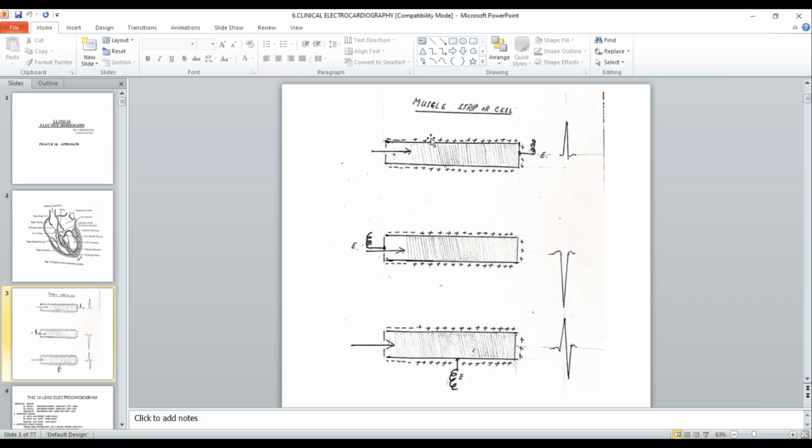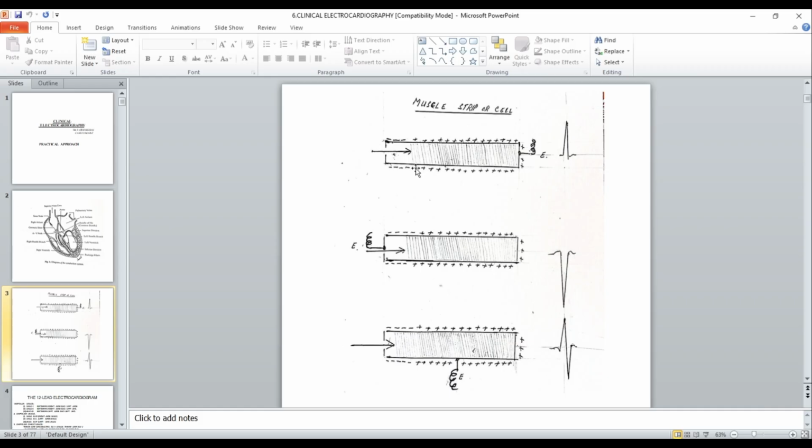The cardiac cell at rest is positively charged outside, that is on the cell membrane, and negatively charged inside, with a resultant electrical potential of zero. When the electrical impulse arrives from the sinus node, it depolarizes the proximal end of the cell, which becomes negatively charged. The electrical impulse passes from the negative proximal end to the distal end, which is positively charged.